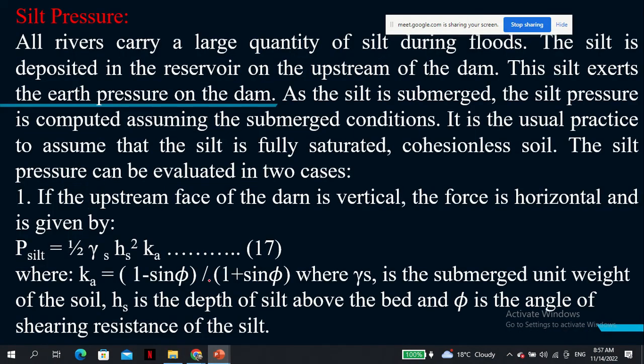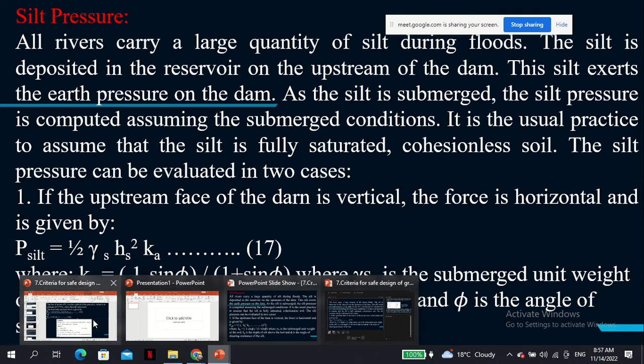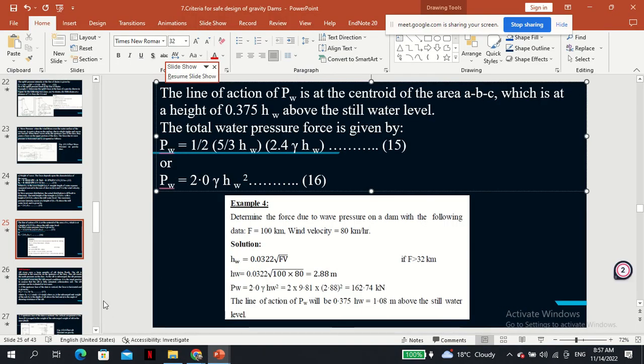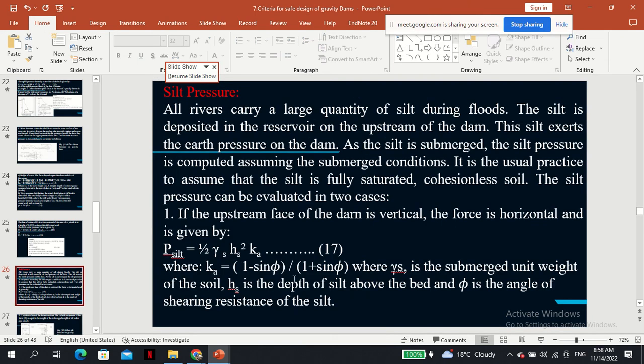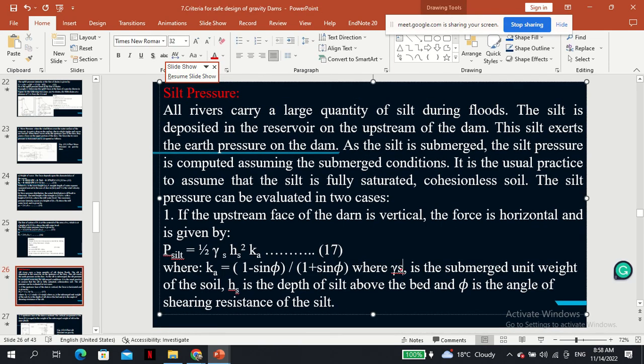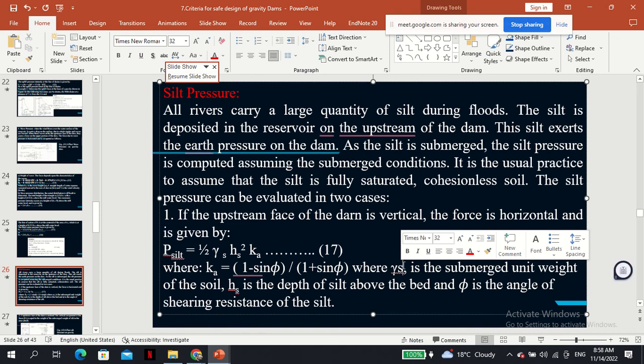I think this is also the same as 1 over tan. Anyway, this is how to calculate Ka. Sorry, there's an issue there with the notations.